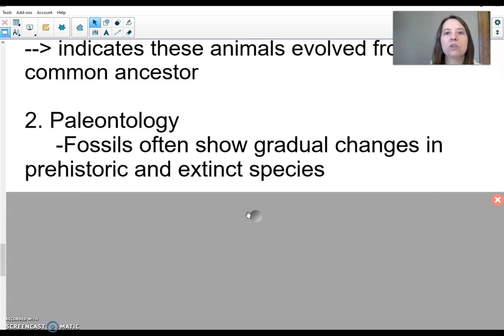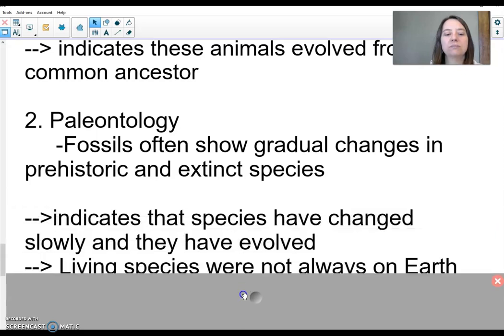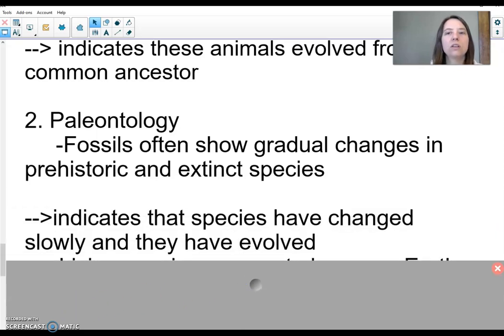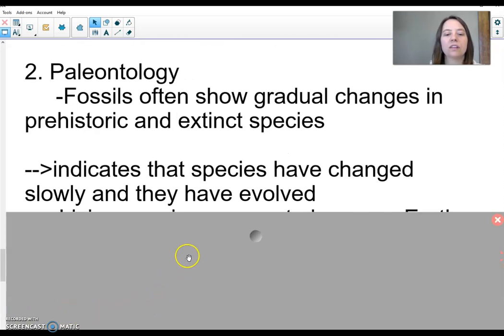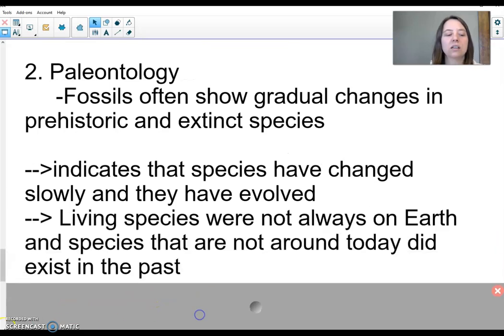Fossils often show gradual changes in prehistoric and extinct species. So what do fossils tell us? Well, fossils tell us that species have changed slowly over millions of years and that species have evolved. Fossils also tell us that living species were not always on Earth, and that species that are not around today did exist in the past.